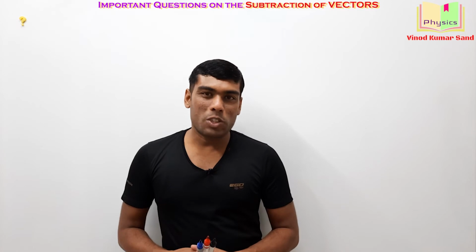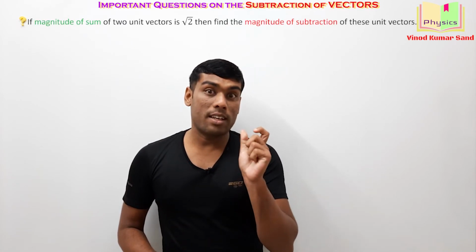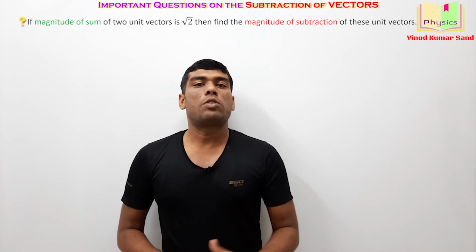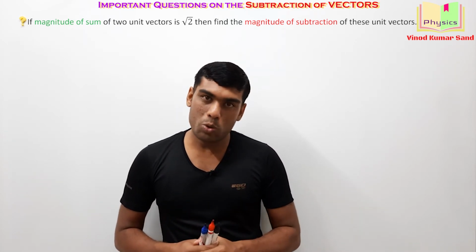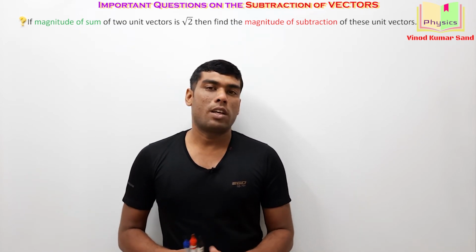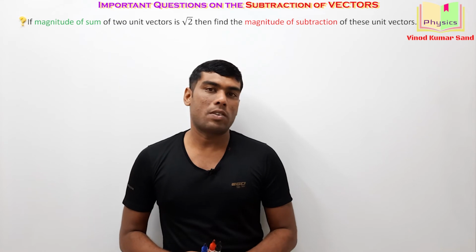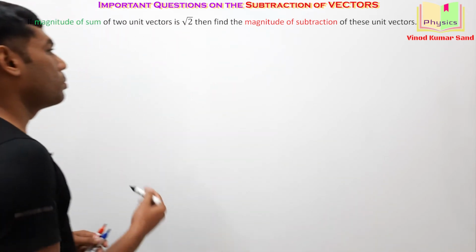Here is the fourth question. If the magnitude of the sum of two unit vectors is root 2, then we need to find the magnitude of the subtraction of these two unit vectors. It's a simple formula based question. You can pause here and give it a try. I'm solving the things on the board.